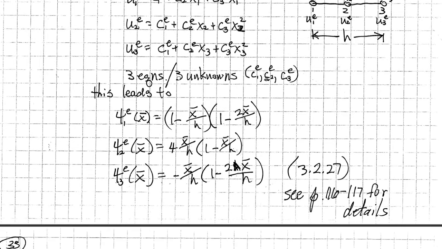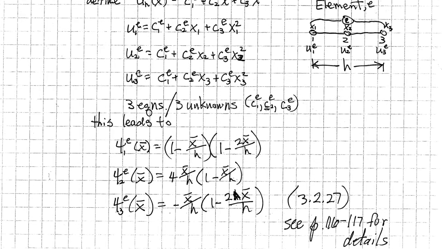And if you invert this, work through all the math, it's detailed in Reddy's book. If you look at equation 3.2.27 on pages 116 and 117, you'll find this set of interpolation functions. One other distinction here is we're defining a local coordinate system. If you go back in your notes, you'll find a distinction between a local coordinate and our global coordinate.